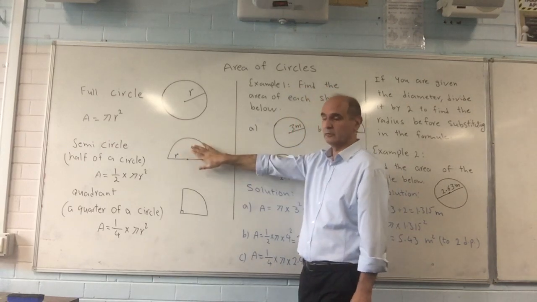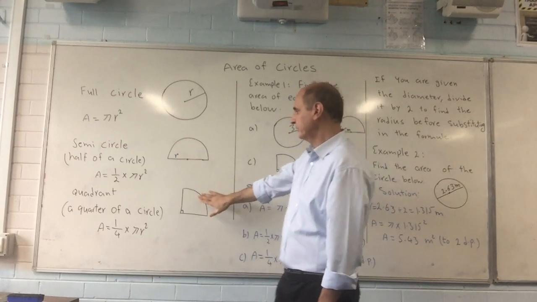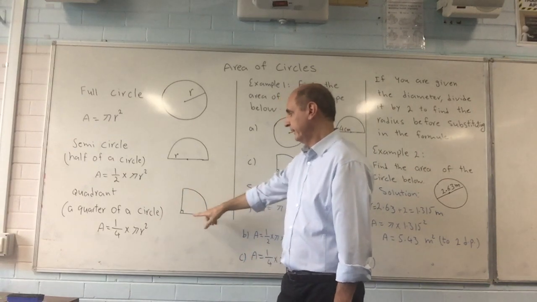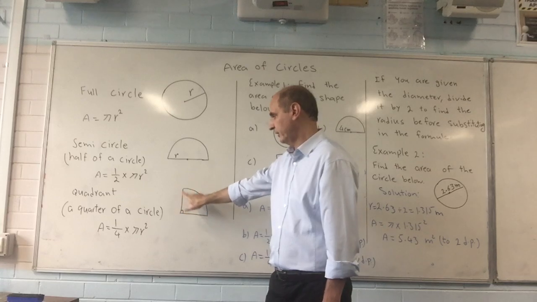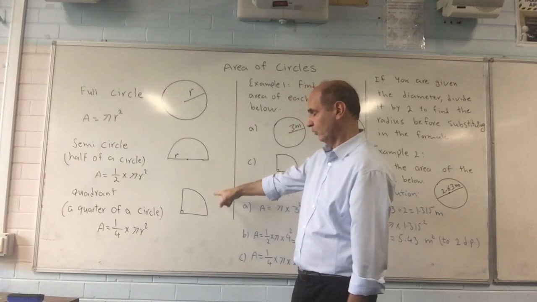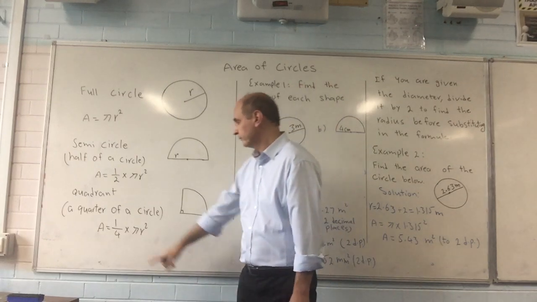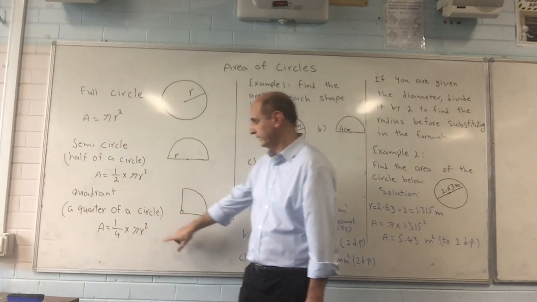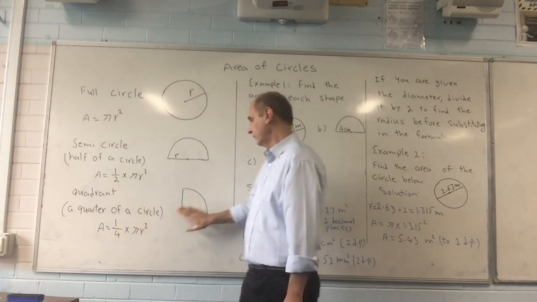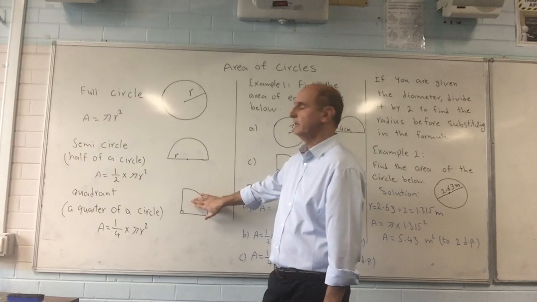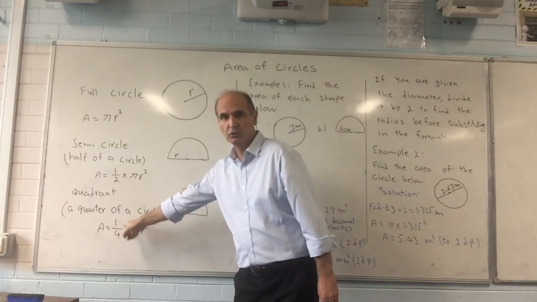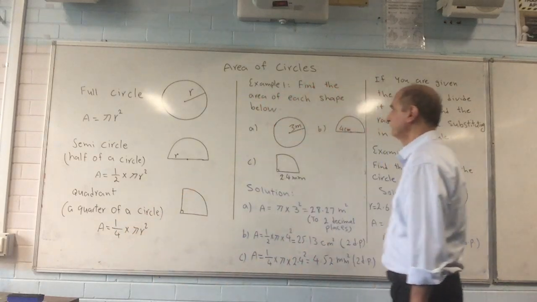And a quadrant is a quarter of a circle. And as you can see, the angle here is like 90 degrees. That's a quadrant or a quarter of a circle. To find the area of a quadrant, again, that's the full circle, pi r squared, you times it by a quarter, because you have a quarter of the space inside the circle here. So that's why we times it by a quarter, 1/4.